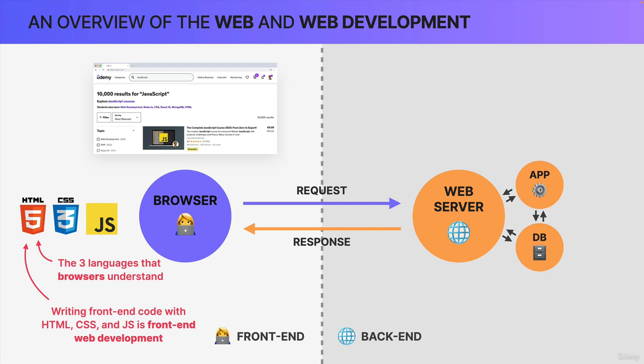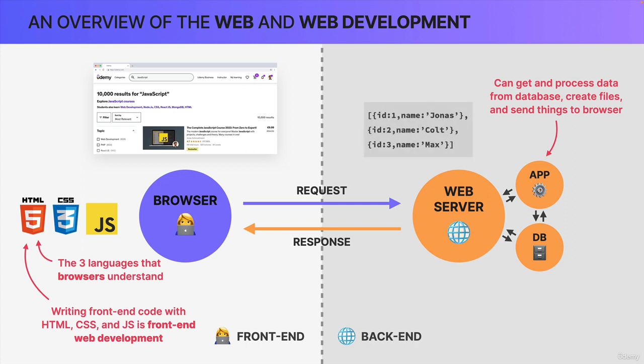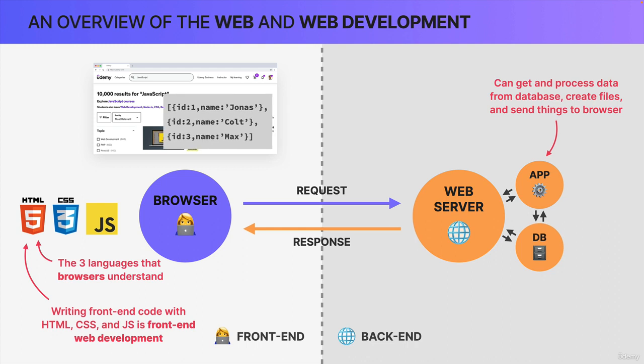So, again, in order to take care of all this, there is some huge backend application running on Udemy's server that is capable of getting and adding data to a database, processing that data, creating files, and also of sending things to users' browsers. And I'm saying things here because web servers can not only send HTML, CSS, and JavaScript files, as we learned initially, but also just raw data. So, in other words, a browser can also just request some raw data, and the server will then get the data from the database and send it as a response to the user's browser.